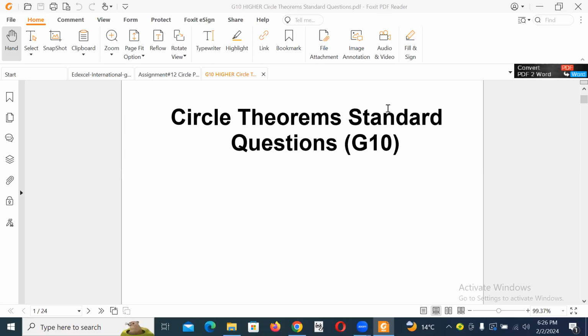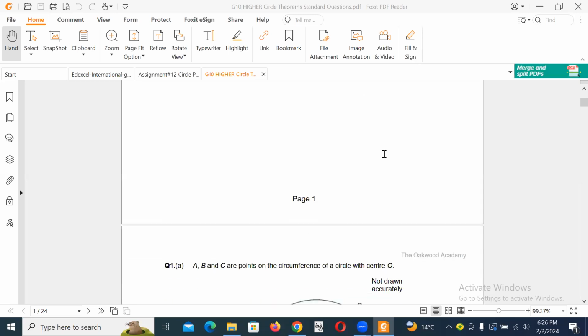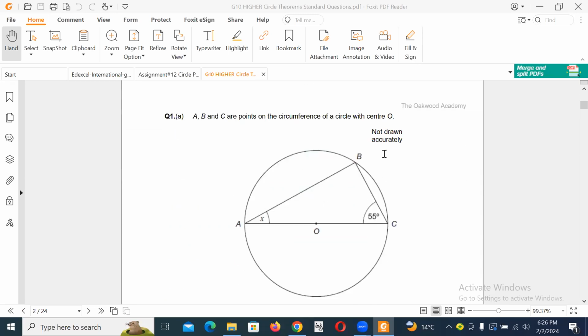Hi viewers, we will discuss circle theorems standard questions for grade 10 and IGCSE level. So here we have question number 1. A, B, C are points on the circumference of a circle with center O.